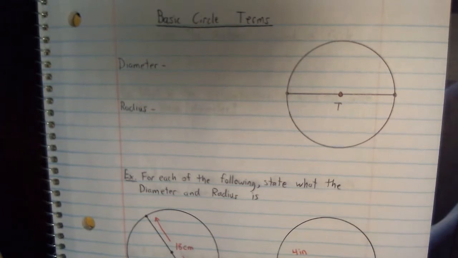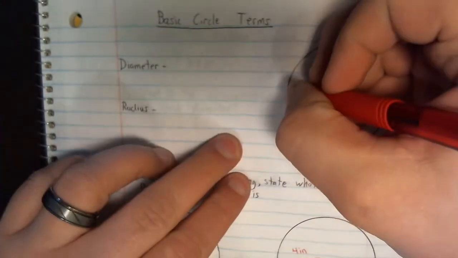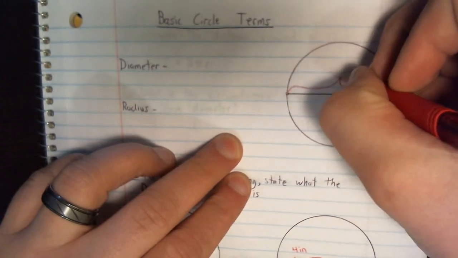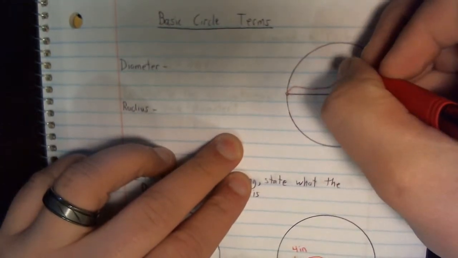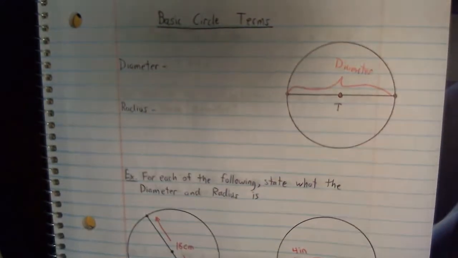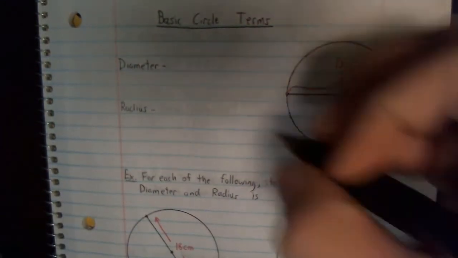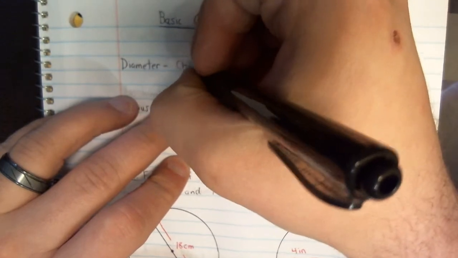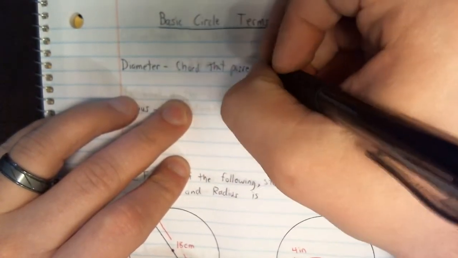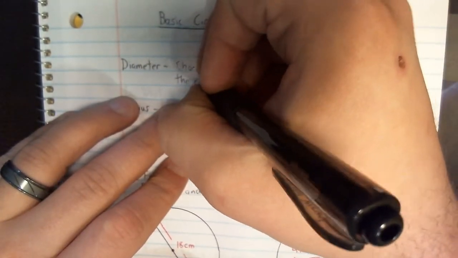So the diameter, again, goes from basically one side of the circle through the center to the other side. So that is our diameter. Okay, it is a chord that passes through the center.